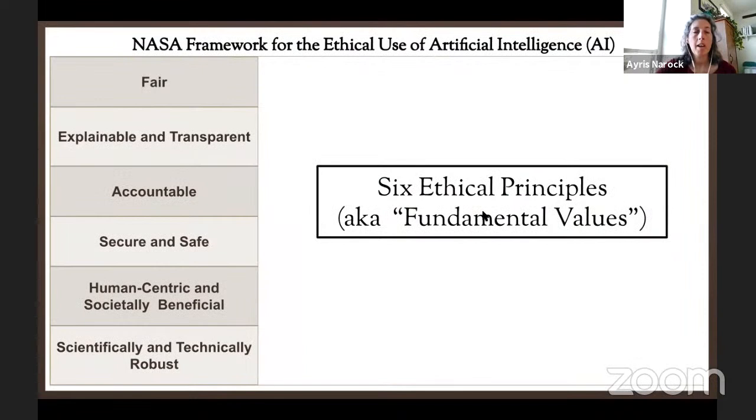So the NASA framework highlights six ethical principles: to be fair, to be explainable and transparent, to be accountable, to be secure and safe, human-centric and societally beneficial, and also scientifically and technically robust. And if we think back to the original definition here, these are what NASA is calling their fundamental values. Now, at this point in time, this is a very high-level recommendation with no actionable items defined yet. Those sorts of documents are in process.